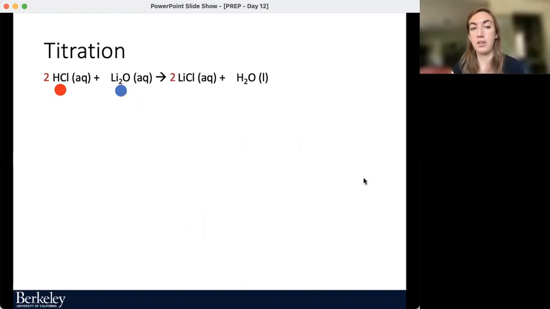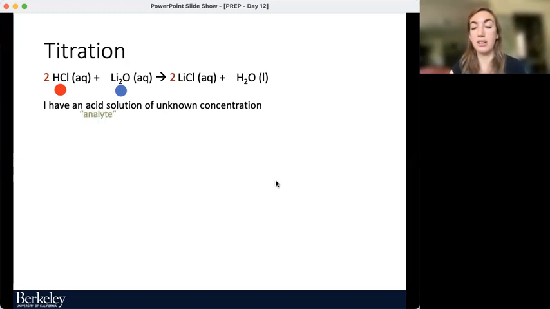Okay, so we can use that in what's called titration. I'm going to use that second reaction as an example, and I'm just going to have my acid be a red circle and my base be a blue circle, just so I don't have to keep drawing the compounds out. So I have an acid solution of unknown concentration.